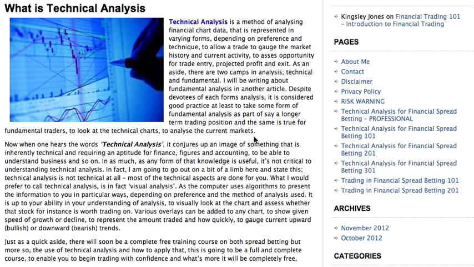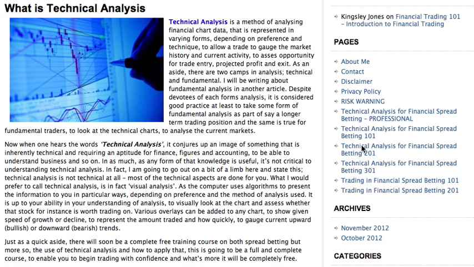As an aside, there are two camps in analysis. There's technical and fundamental. Now, I'll be writing about fundamental analysis in another article. Despite the devotees of each form of analysis, it is considered good practice at least to take some form of fundamental analysis as part of, say, a longer-term trading position. And the same is true for fundamental traders, to look at the technical charts to analyse the current markets.